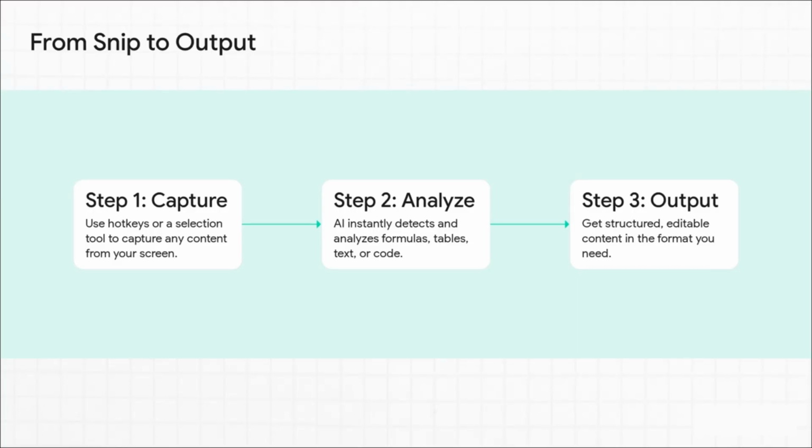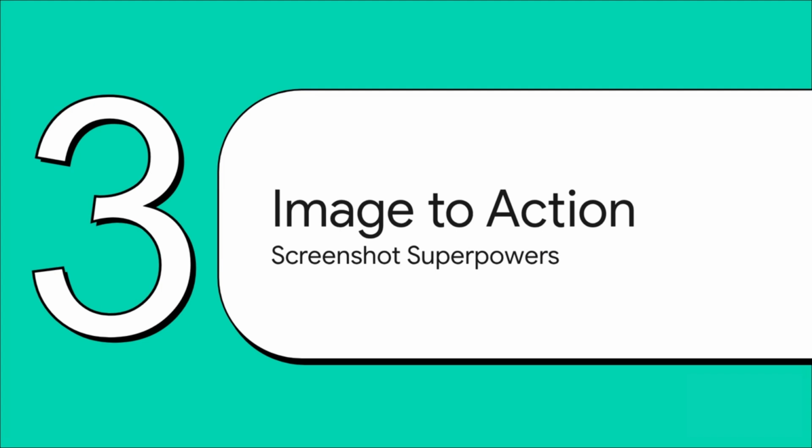Step 1, you capture. Just use a hotkey or drag a box over anything on your screen. The second you do that, step 2 kicks in. Snippai's AI gets to work. It instantly analyzes what you just grabbed and figures out, okay, is this a formula, a table, some text, or a block of code? And then, step 3, the output. Boom! You get structured, editable content ready for you to use however you need. It's really that simple.